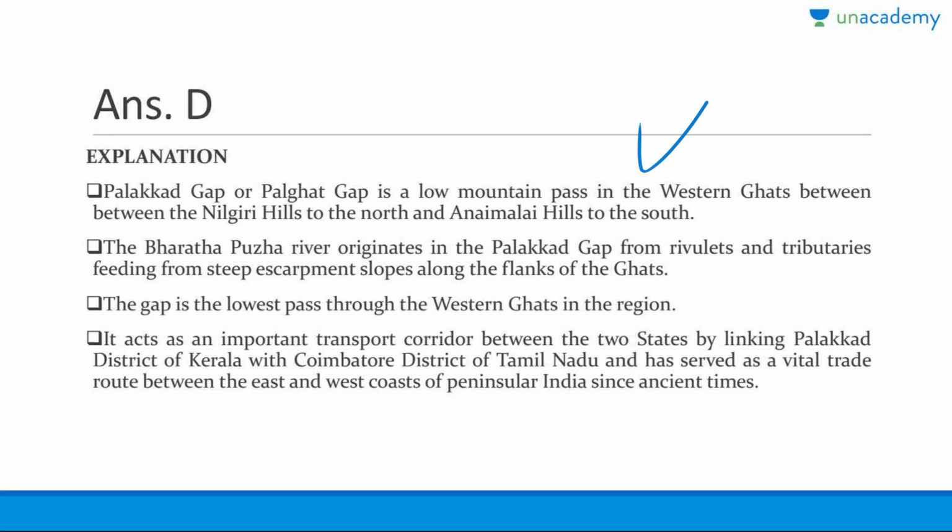And Bharat Puja rivers originates in the Palakkad Gap from rivulets and tributaries, and it feeds from steep escarpment slopes along the flanks of the Ghats, and the gap is the lowest pass through the Western Ghats in the region.